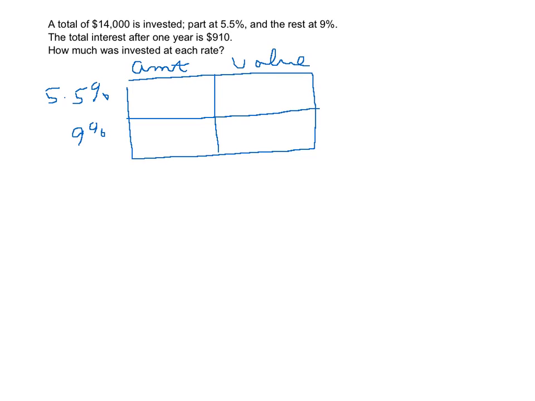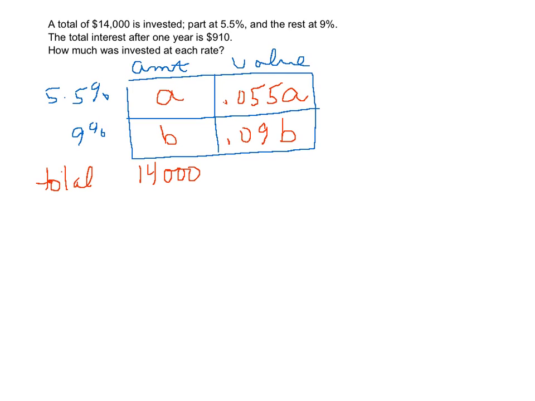So here's how this table should look. And of course it's going to take a little time until you get to the point where you know exactly how to set these tables up. But we're talking about how much did we invest at each rate. And so let's call this A and this B. And we know that the total is 14,000. What's the value? Well, the value, the interest for $A at 5.5% is 0.055A. And this is going to be 0.09B. And what we know is that the value here is 910.